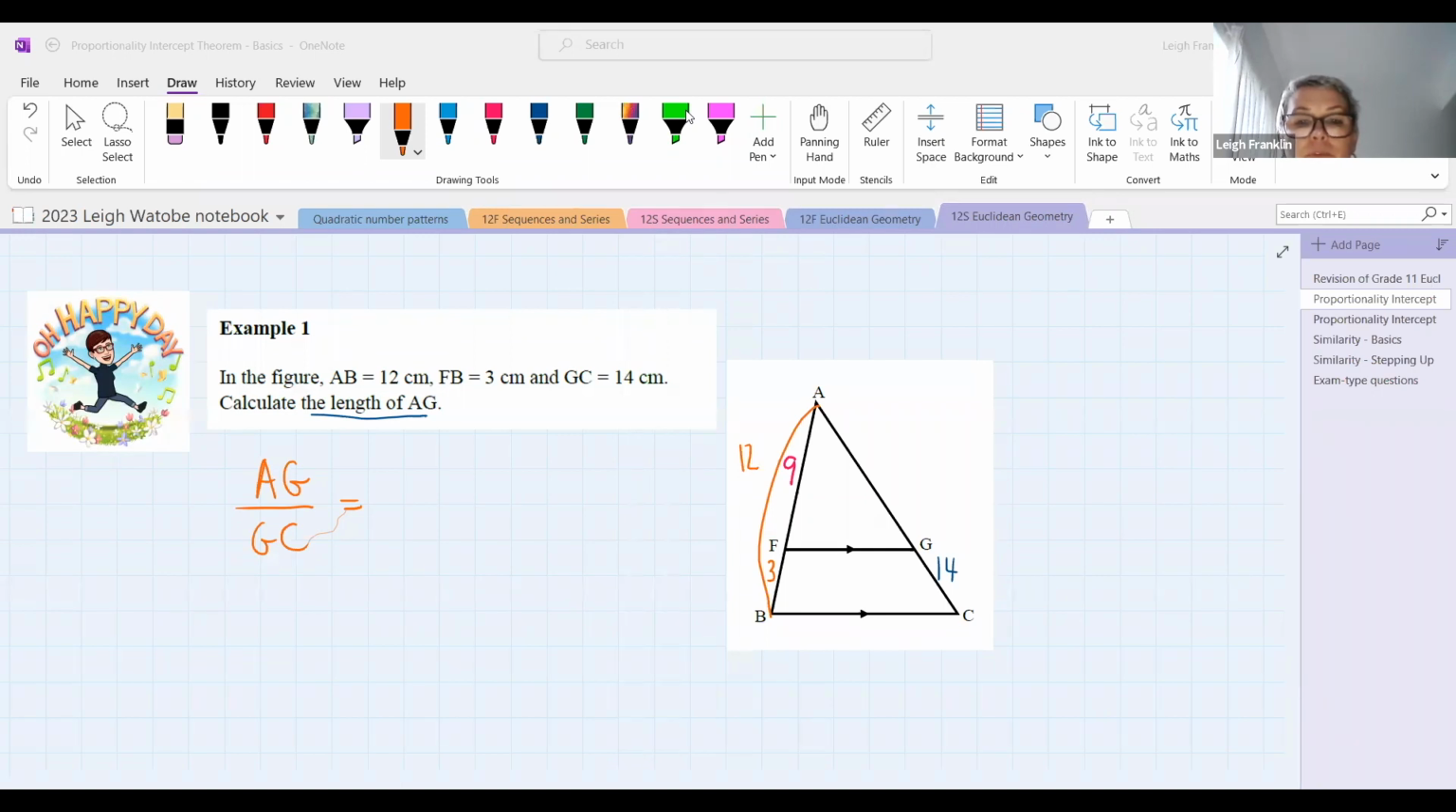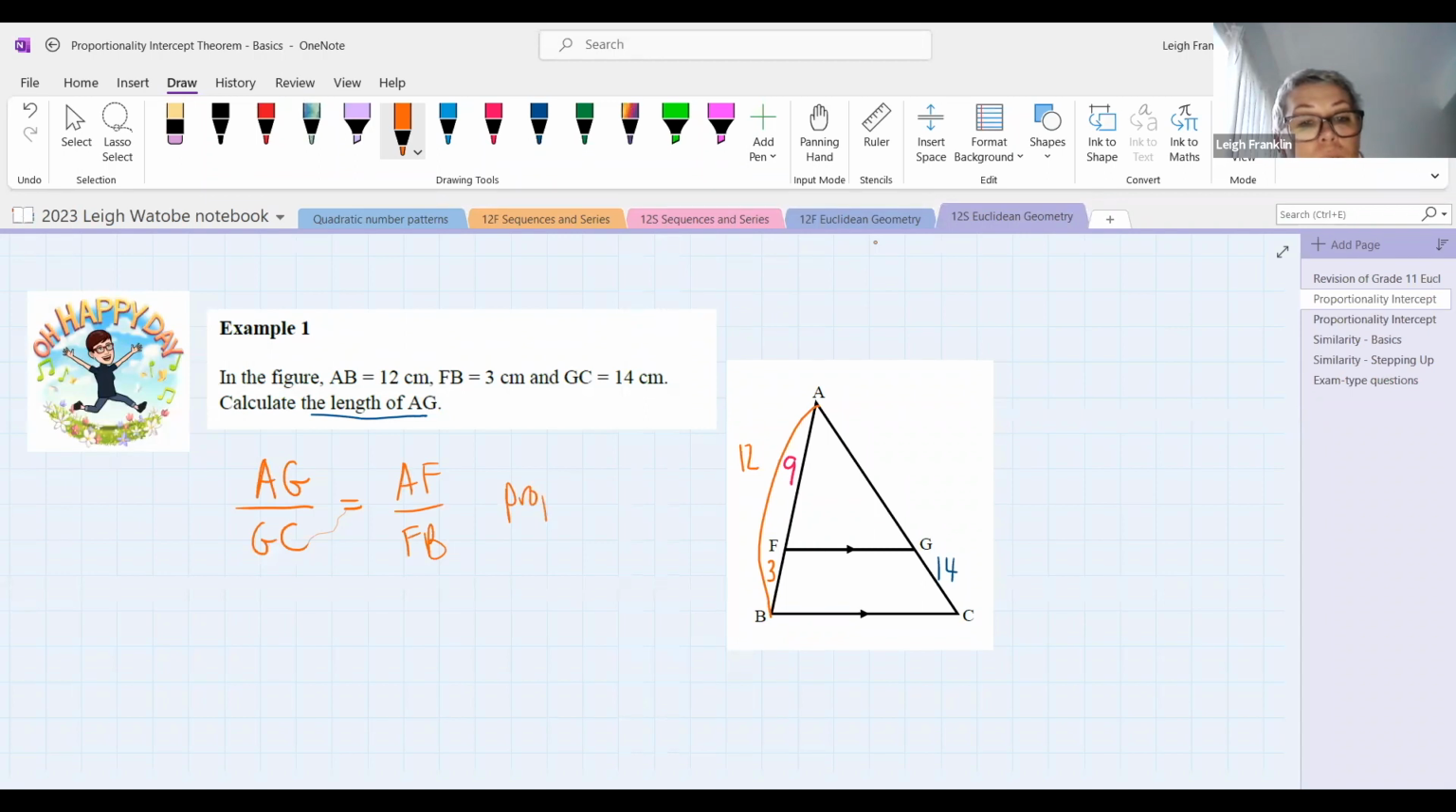Do you have to write proof for AF? No, we don't. All right, so we're allowed to say that 12 minus 3 leaves us with 9. We don't have to write a proof for that. So on the other side, you're saying AF over FB. Okay, so AG over GC is AF over FB. Good, well done, equals AF over FB.